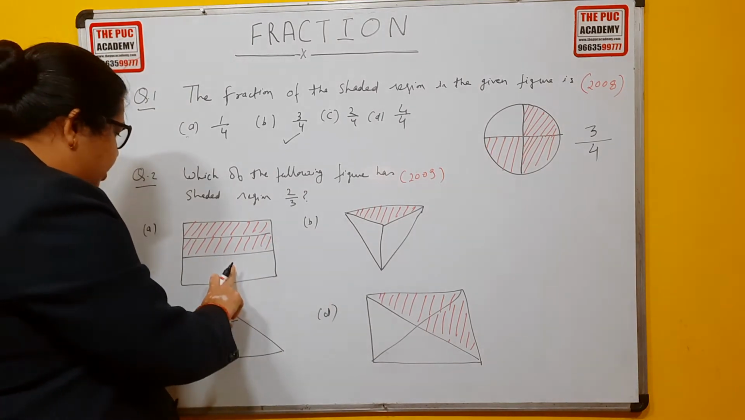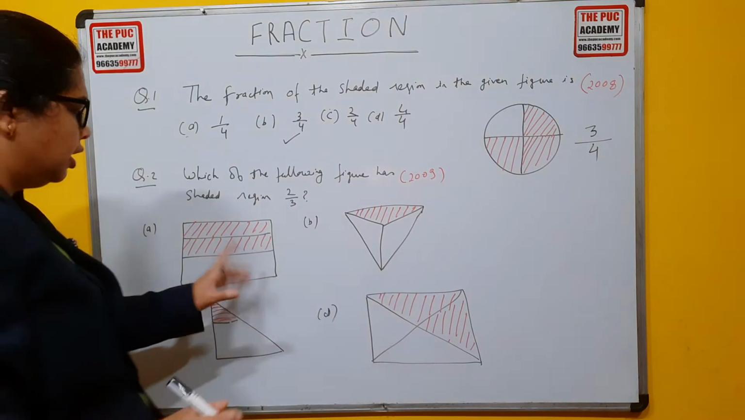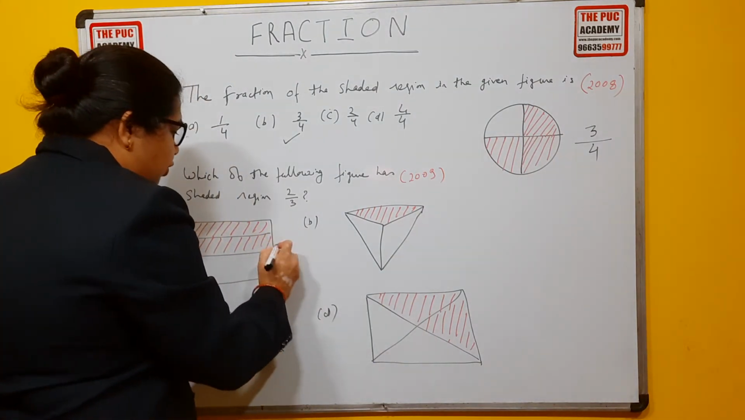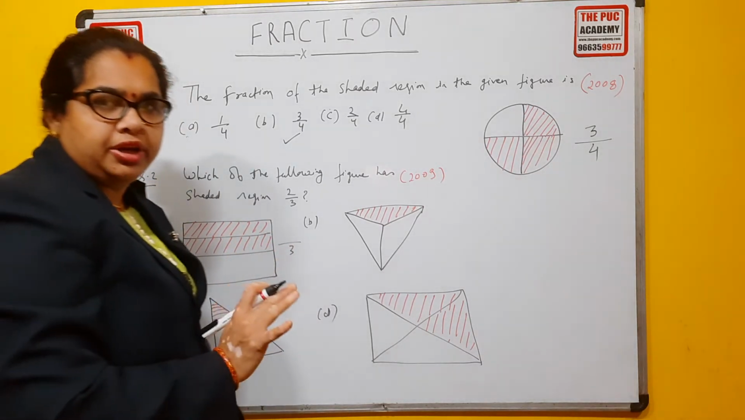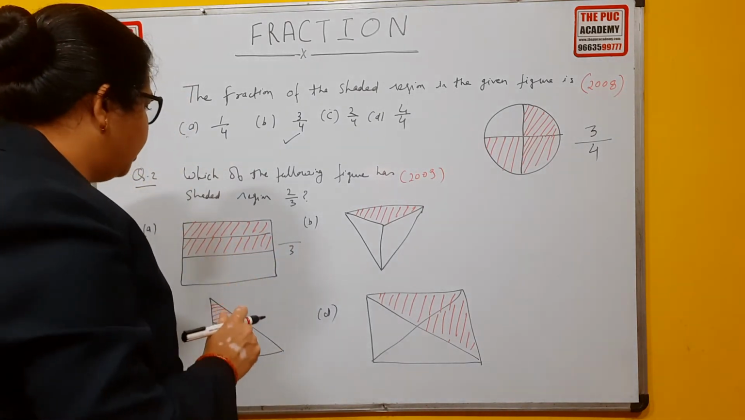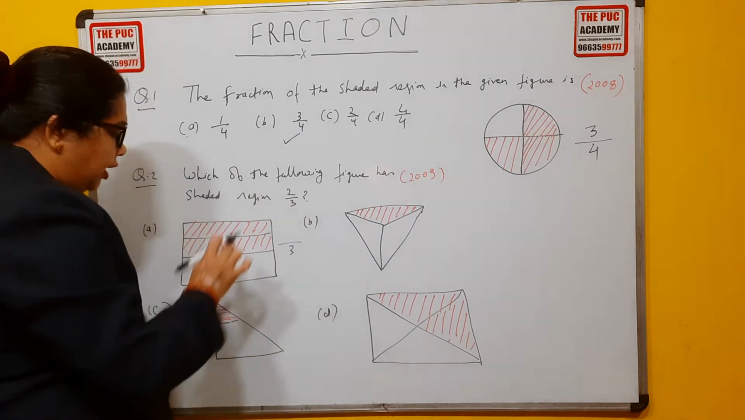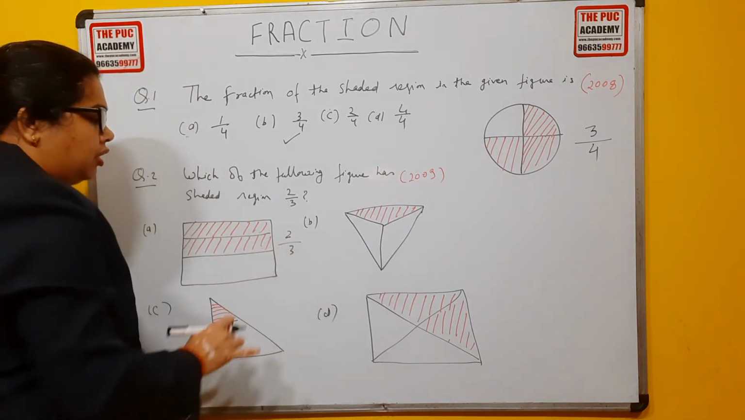So you see option number A, children. Option number A is having 3 parts. Total are 3 parts. Here you see, we have only total 3 parts: 1, 2, 3. So that will come in the denominator. Now how many parts we have to take? 2 parts. So you see here part 1 and part 2 are shaded. So this is the correct answer. So this is only 2 by 3.